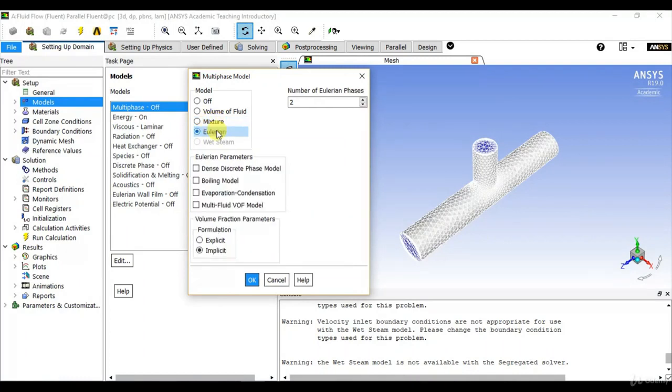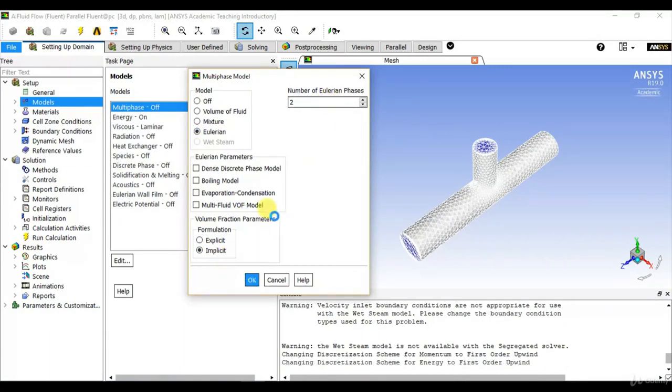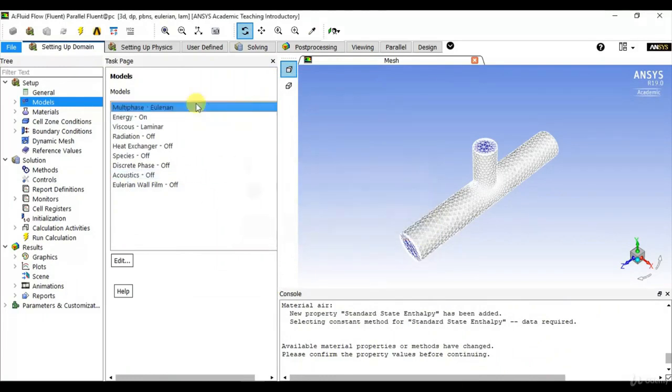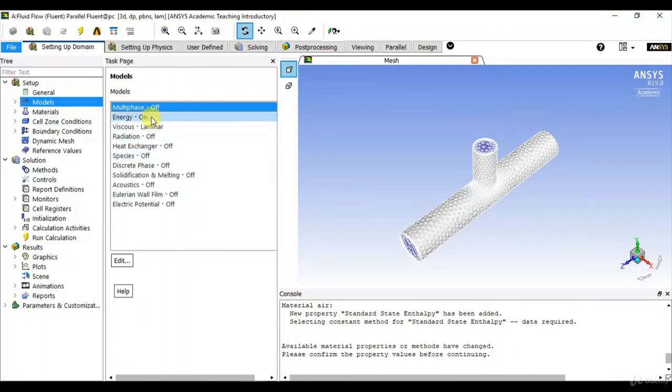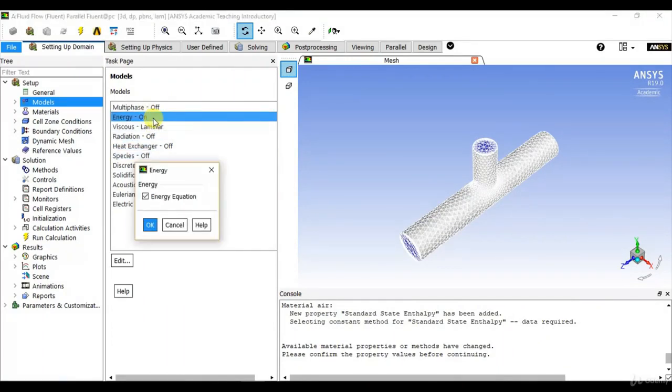The last one is Eulerian model. The Eulerian model allows for modeling of multiple separate, yet interacting phases. That phase can be liquid, gas, or solid combination, but melting or solidification are not allowed. And close this. Actually, sorry, I want to turn off model and go on energy.